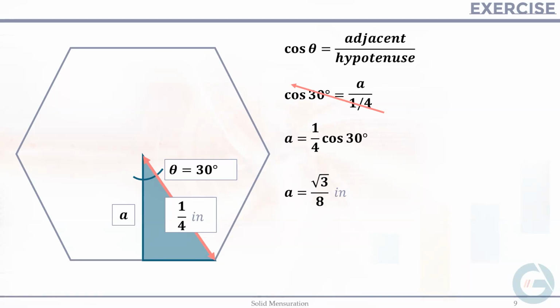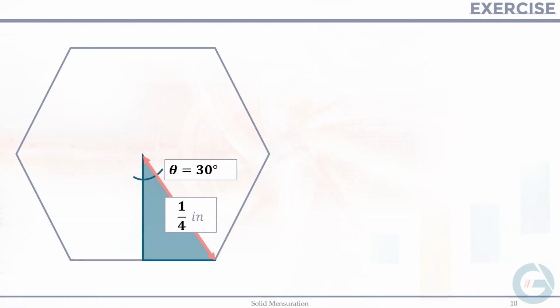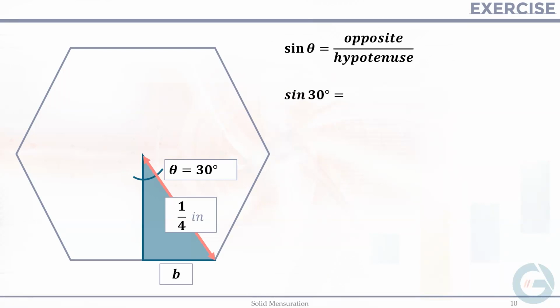Next, we will calculate the value B. B is the opposite side, so we use the trigonometric function sine. Sine theta is opposite over hypotenuse, and theta is 30 degrees, so sine 30 degrees equals B over 1/4. The same process: cross multiply the hypotenuse with sine theta, and that gives B equals 1/4 times sine 30 degrees. Sine 30 degrees is 0.5, so half of 1/4 is 1/8. Or you can use your calculator.